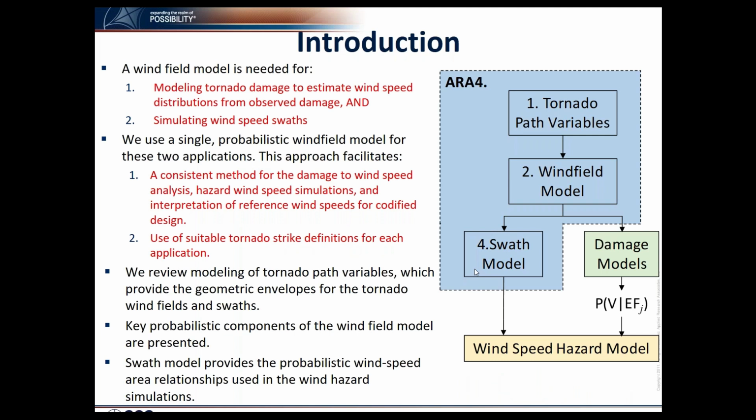In this section, I'm going to present the tornado wind field model and tornado path variable model, how we model the elements of the tornado path variables such as path length, path width, and path direction. I'm going to talk about some of the key components of the wind field model, and finally I'm going to show some of the components of our SWOT models and end with the example of the wind SWOT.